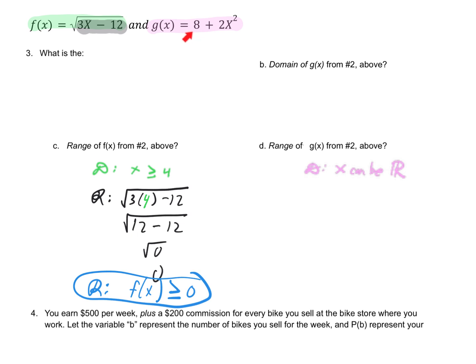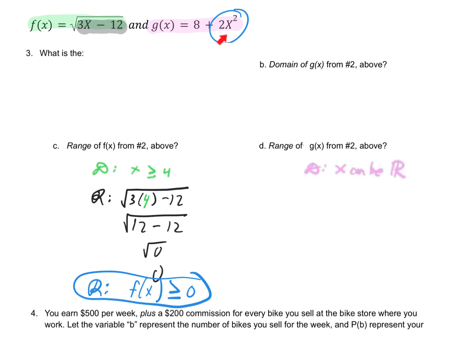Can we ever get 0 to come out? It would have to be 8 plus negative 8. Can 2x squared ever be equal to 0? And I hope you say, well, no, because when you square something, you always get a positive result. So this will always be positive.